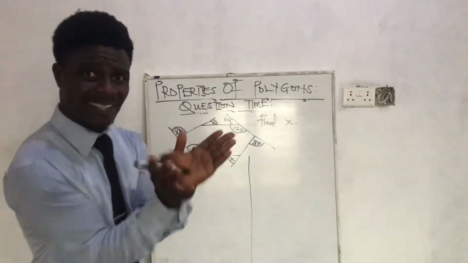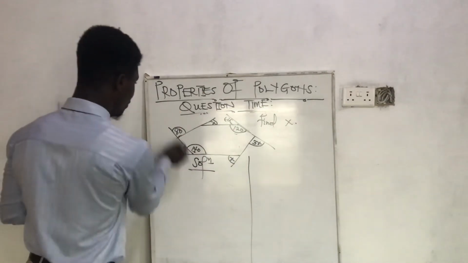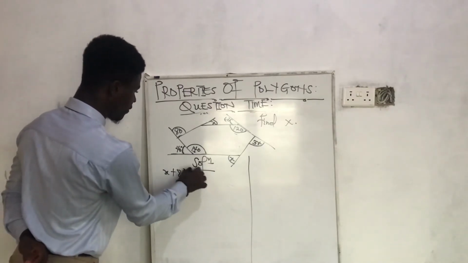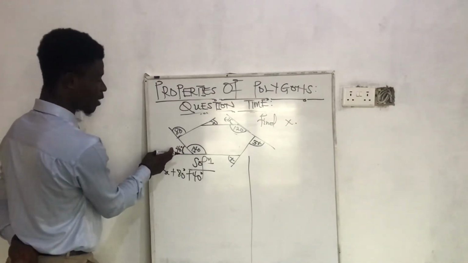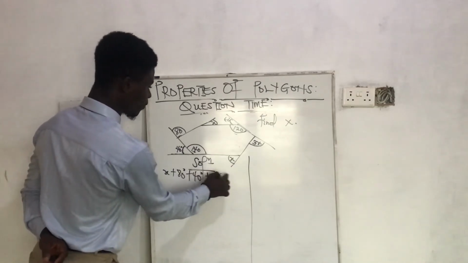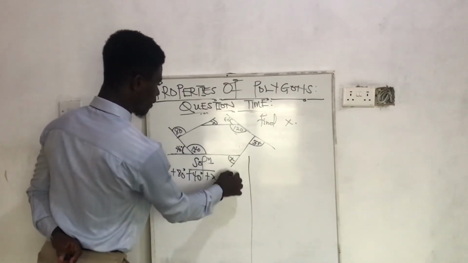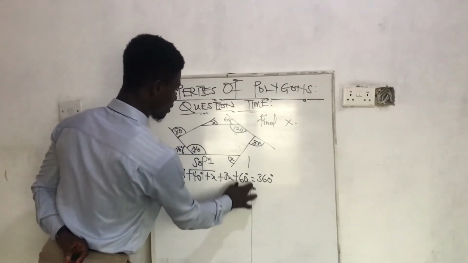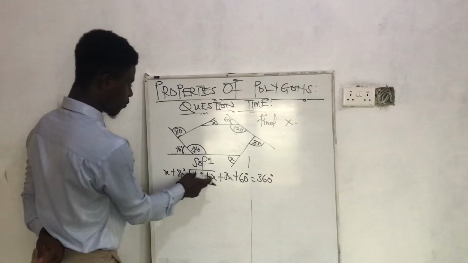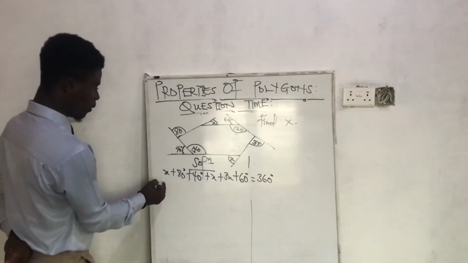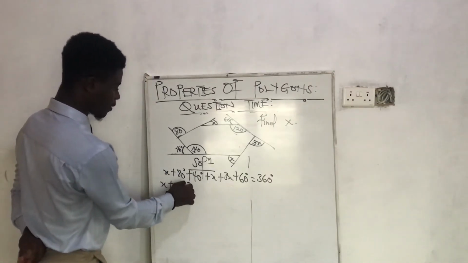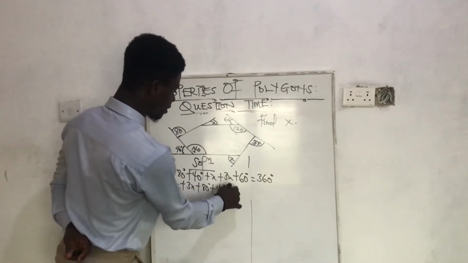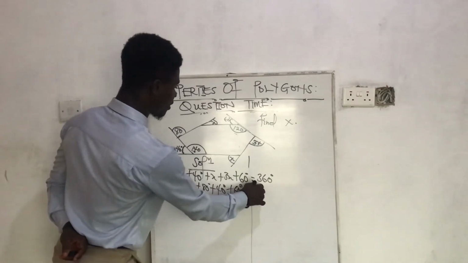360 degrees. That's the sum of exterior angles of a polygon. So it means that x plus 80 degrees plus 40 degrees, then plus this x, then plus this 3x, then plus this 60 degrees equals what? 360 degrees. So 1, 2, 3, 4, 5, 6. So we can group like this. X plus 3x plus 80 degrees plus 40 degrees plus 60 degrees equals 360 degrees.